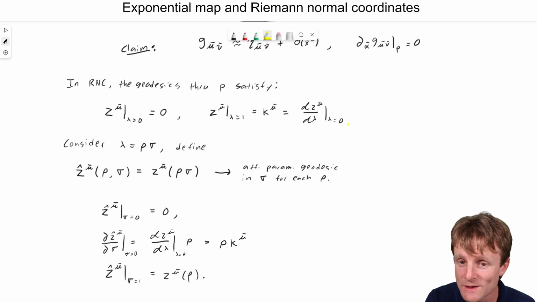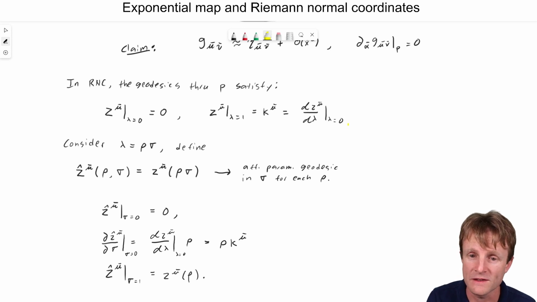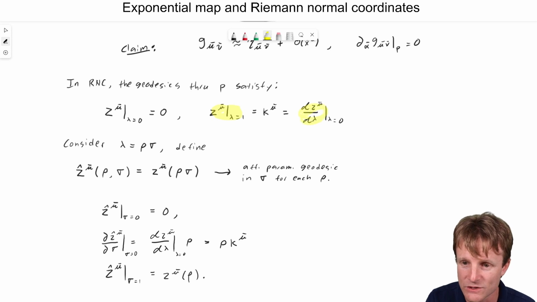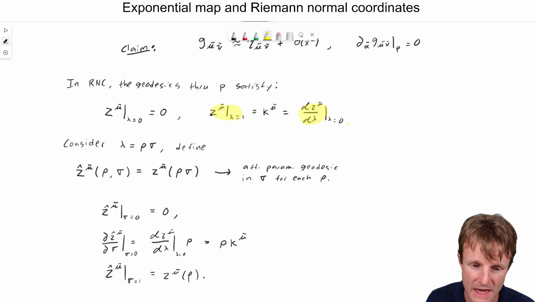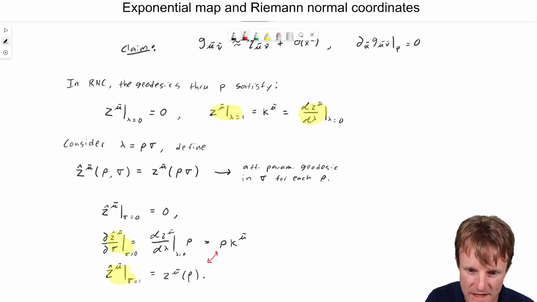And so in Riemann normal coordinates, we must have that the final value is equal to the initial derivative. Here it's called lambda, but here it's called sigma. It doesn't matter. It has to be that the final value is equal to the initial derivative. And so by the right-hand sides of these equations, these two things have to be equal. And what does that tell us?